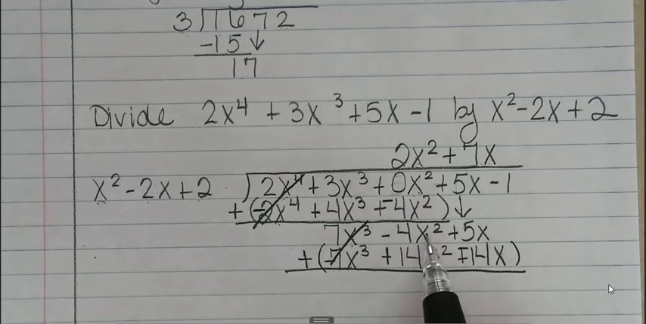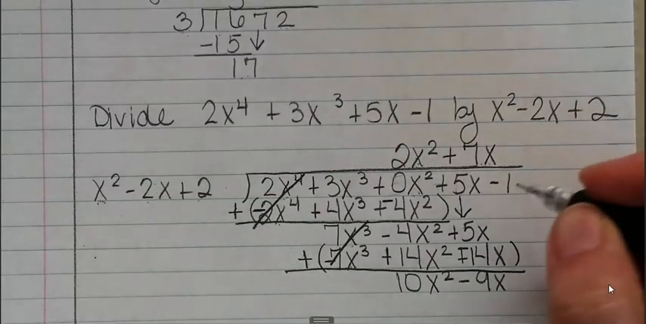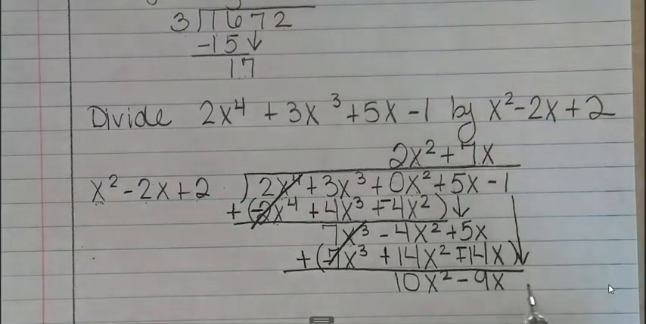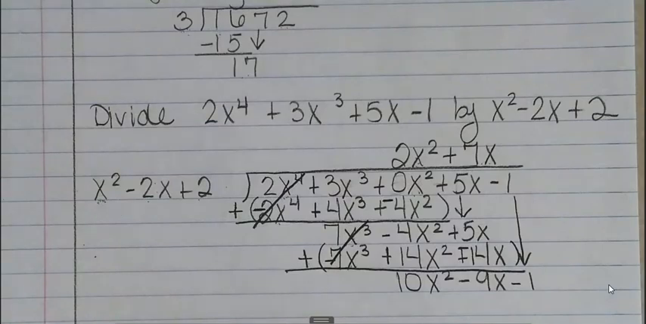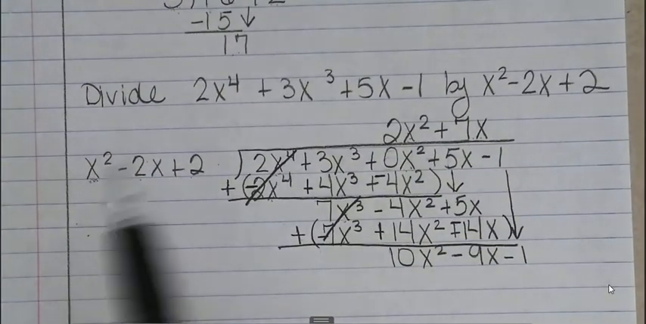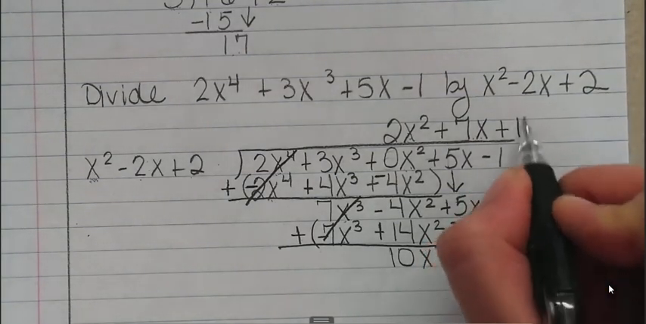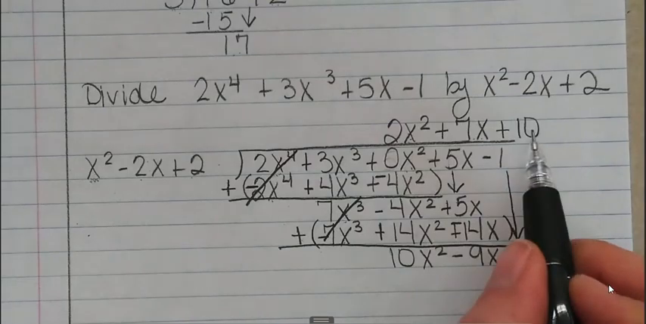Okay, now I add the rest together. So this is going to give me a 10x squared and a negative 9x. And then I bring down the next term. Okay, and then I do the same thing all over again. X squared goes into 10x squared positive 10 times. Then I distribute, right?